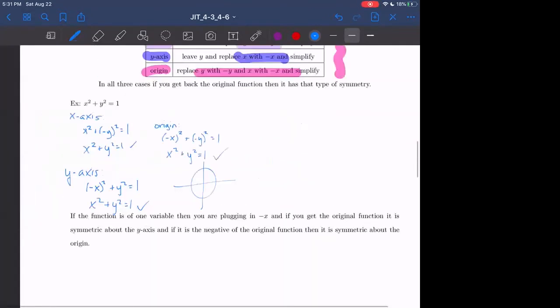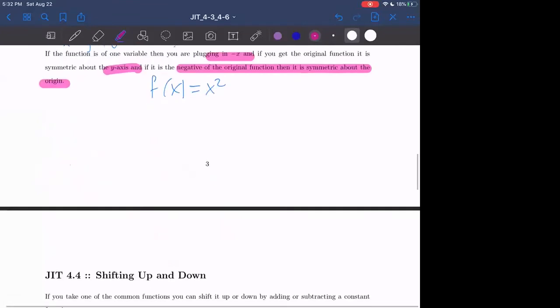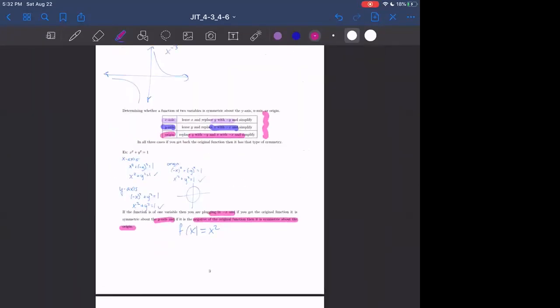Now, if the function only has one variable, so something like f of x is equal to x squared, there's only one variable in that one, then plug in negative x for x, and if you get the original function, it's symmetric about the y-axis, so that test stays the same. And if it's the negative of the original function, that means it's symmetric about the origin. So the origin test is a little different if your function just has one variable, but it's not that different. Okay, so there are our symmetries.